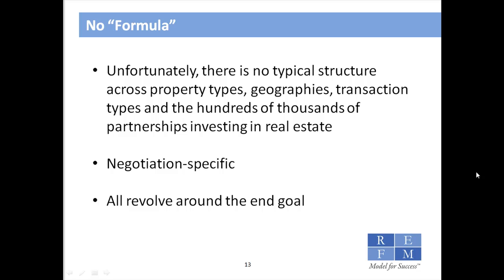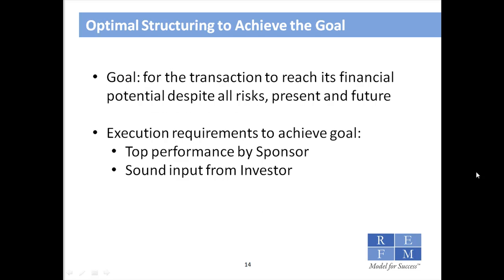All are negotiation specific, yet all revolve around the end goal, which is for the transaction to reach its potential despite all risks present and future. The execution requirements to achieve the goal are top performance by the sponsor, and sound input from the investor.